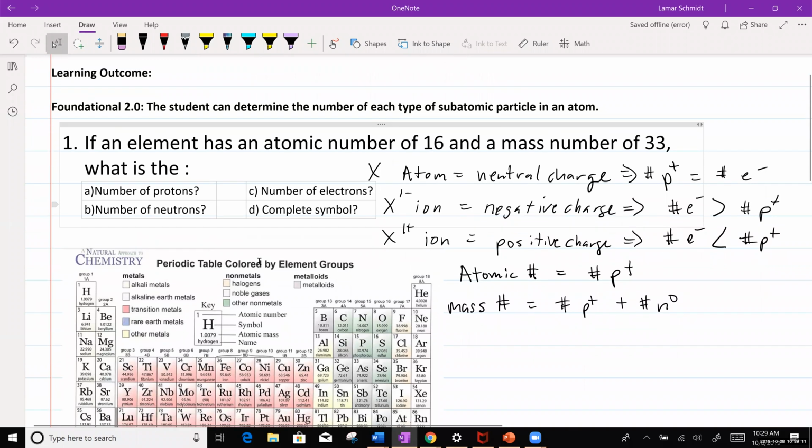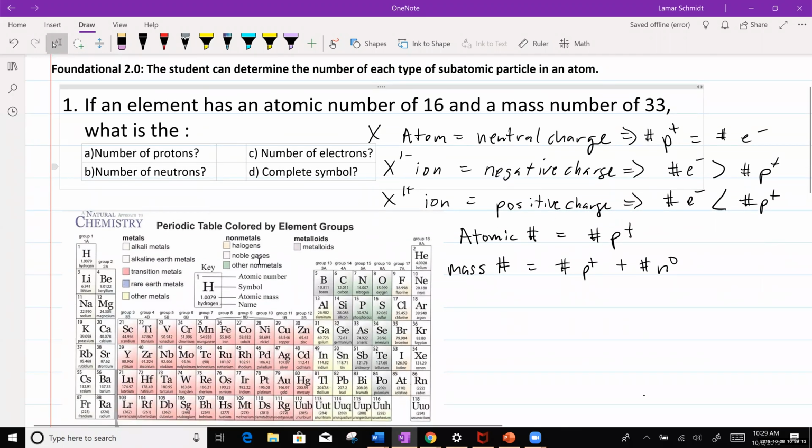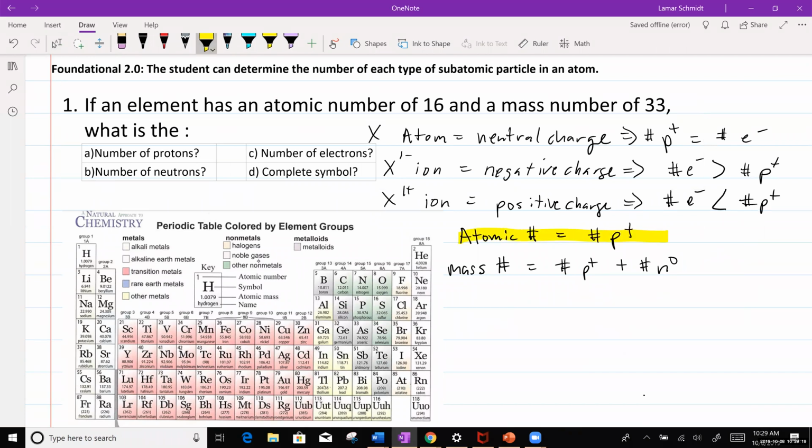So if we look at the number of protons, we should know that the atomic number is equal to the number of protons. So that makes this first question very easy. If we know the atomic number is 16 from the prompt, then we should know that A is equal to 16 protons.